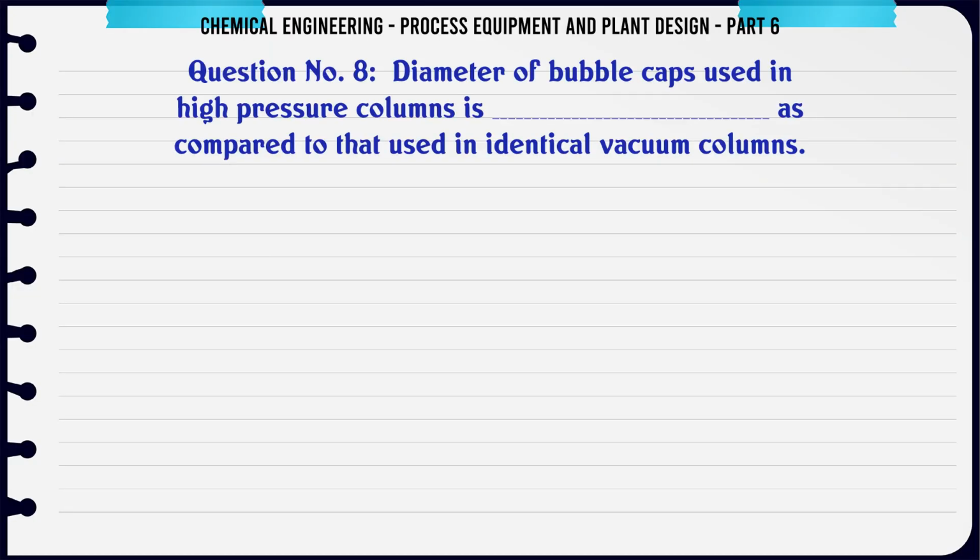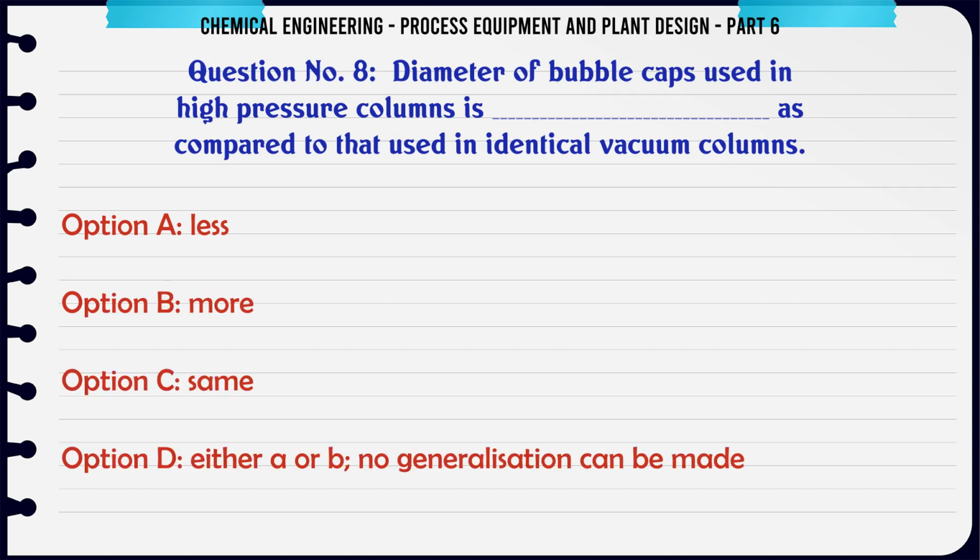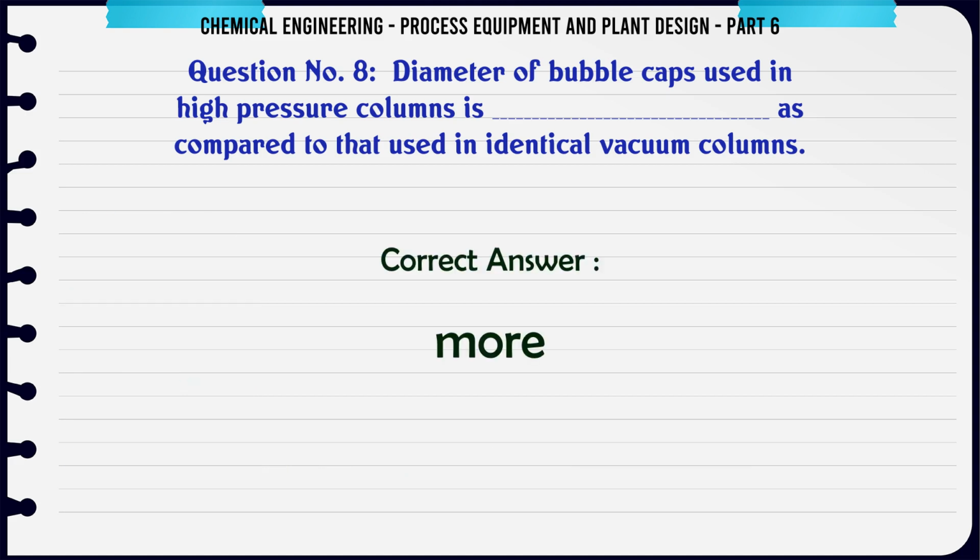Diameter of bubble caps used in high-pressure columns is ___ as compared to that used in identical vacuum columns. A less, B more, C same, D either A or B. No generalization can be made. The correct answer is more.